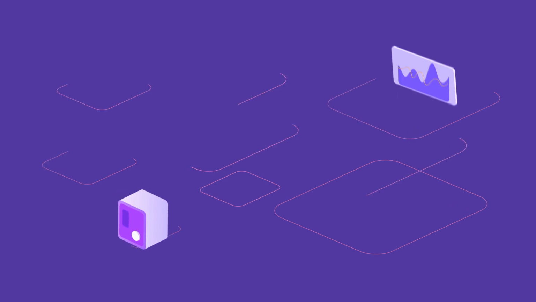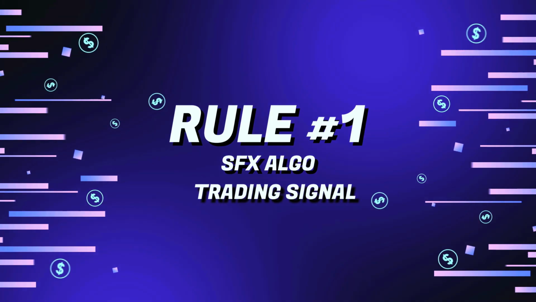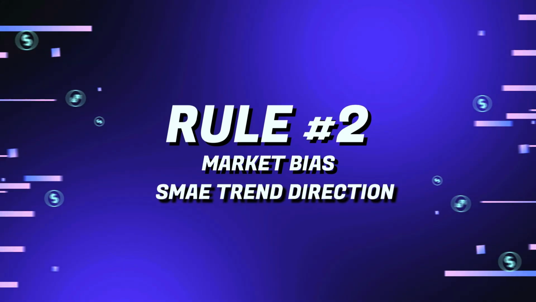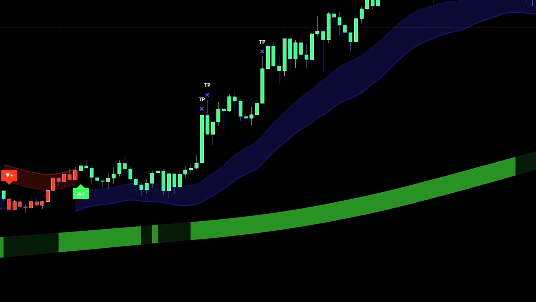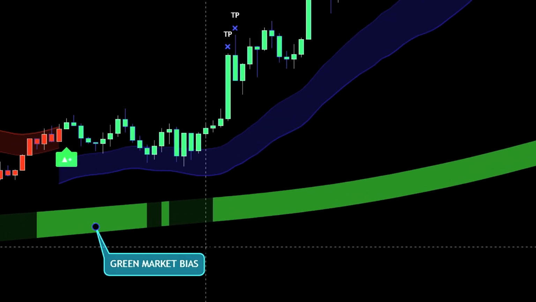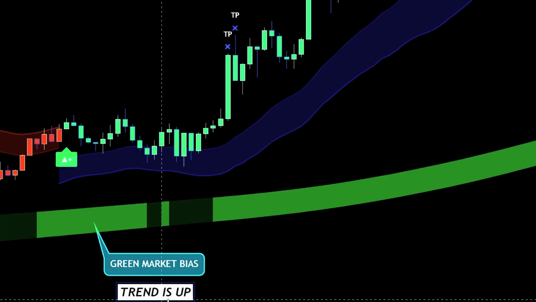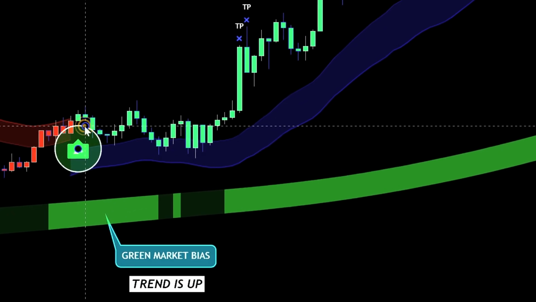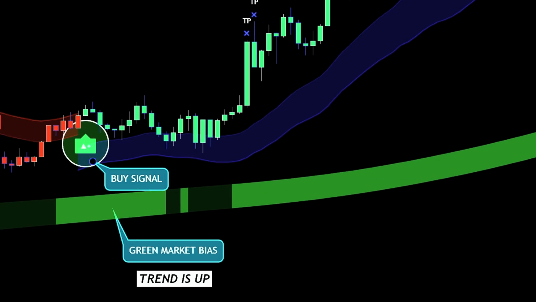So now let's put our two rules together as a simple checklist. Rule number 1. We need a signal from the Flux charts SFX Algo indicator. Rule number 2. The market bias indicator must agree with that signal. Look at this example again. We get a buy signal from the Flux charts. We look at our filter and it's bright green. That's the confirmation we were waiting for. That's a high probability setup according to the system.